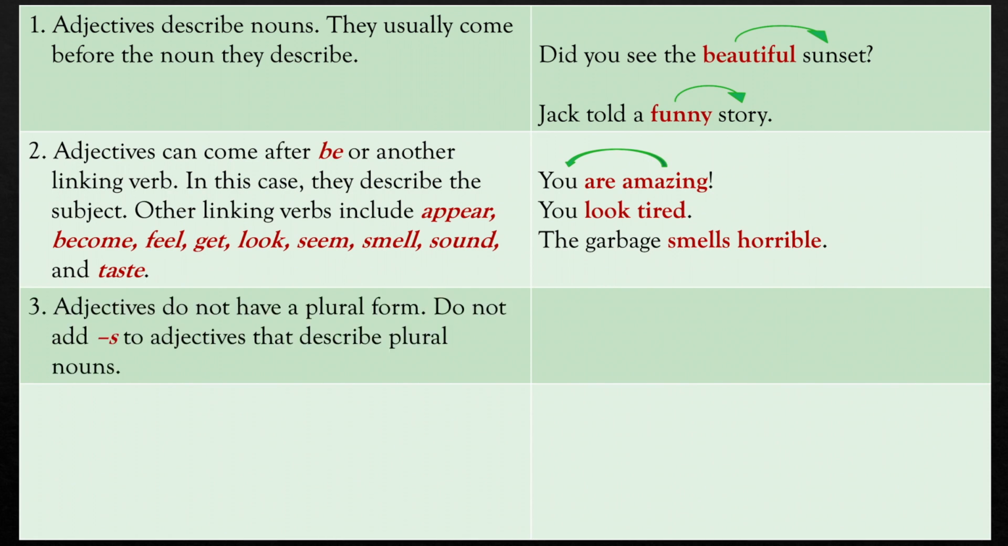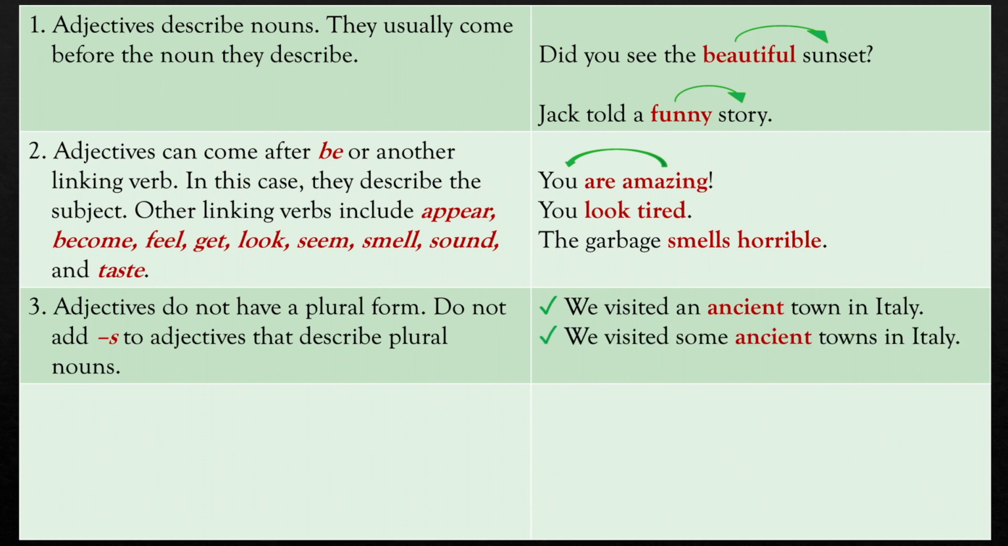Rule number 3. In English, we don't make adjectives plural. There's no plural form of adjectives. Don't add an S to an adjective. We can say, "We visited an ancient town in Italy," and we can say, "We visited some ancient towns in Italy," but we can't say, "We visited some ancients towns in Italy." It just doesn't work that way in English.